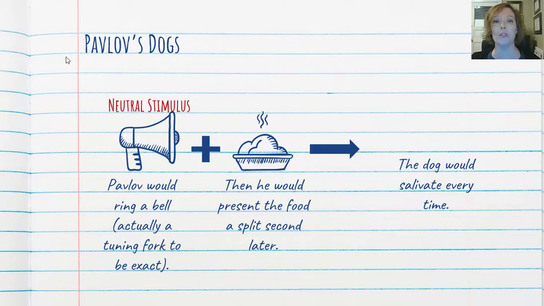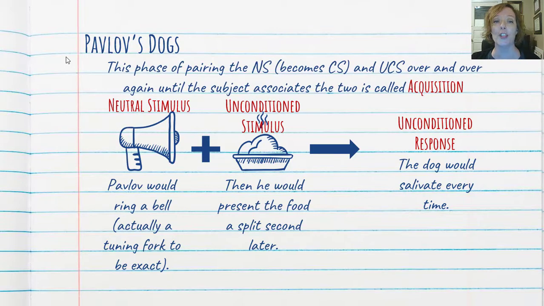The neutral stimulus of the tuning fork did not elicit a response at first, but when it was associated with the unconditioned stimulus of the food being presented, the unconditioned response became a conditioned response. So this phase of pairing the neutral stimulus, which becomes the conditioned stimulus, and the unconditioned stimulus over and over again until the subject associates them is called acquisition. So you are acquiring an association. It's something that was not there before, but it's acquired.